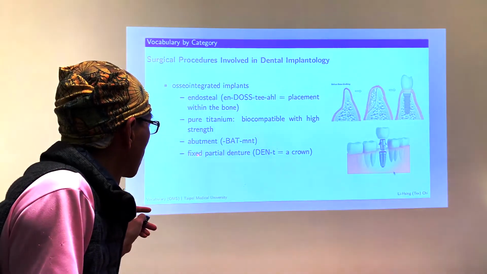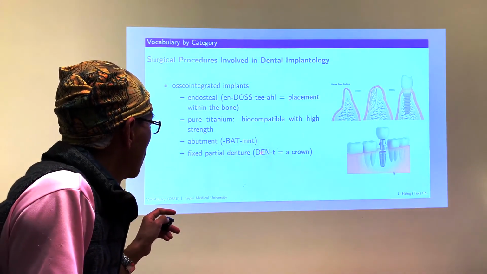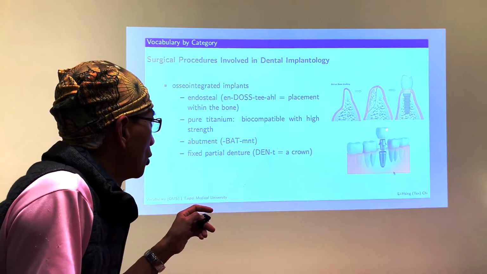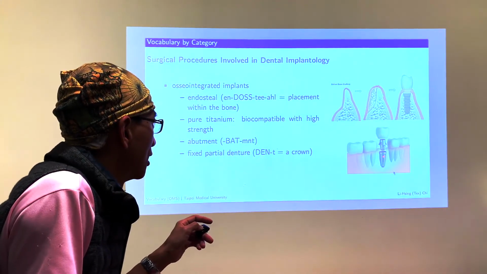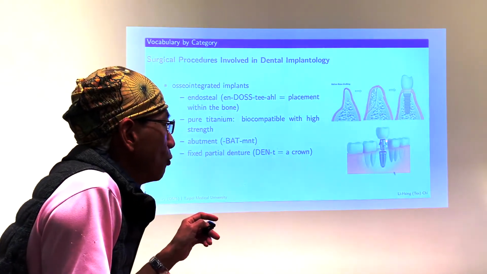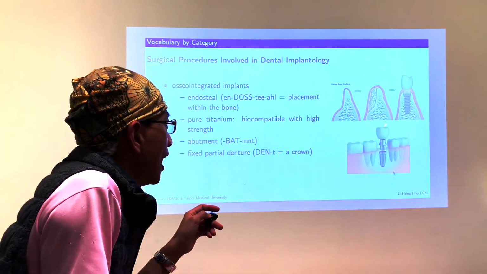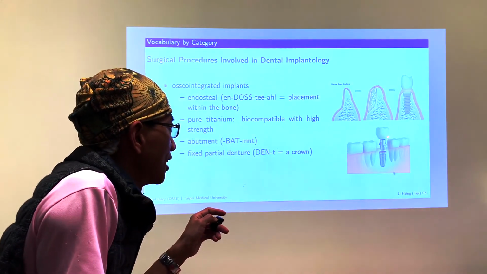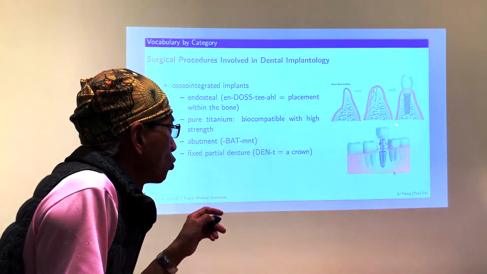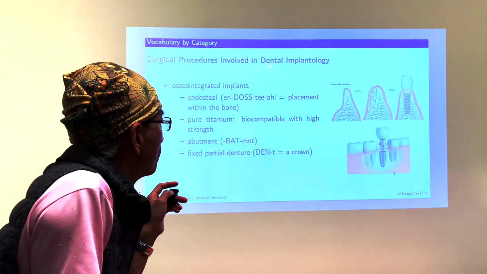So to do what? To make a new crown here. It's a fixed partial denture. Denture means the crown. So we're making a crown here. Surgery is done for the implant, and then with the abutment between, and then finally with a crown here, artificial crown here. So it's a whole piece, whole structure of the dental implant. Okay.